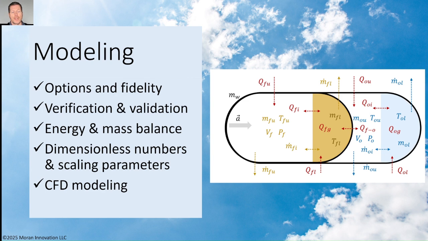Energy and mass balance, which is customarily used for first-order calculations in many cryogenic systems, including liquid hydrogen. And I'll show you how to begin to set those up and do those kinds of first order calculations. Then we'll talk a little bit about dimensionless numbers and scaling parameters that can be used if you're doing subscale testing before you do full-scale demonstration or operation of your system.